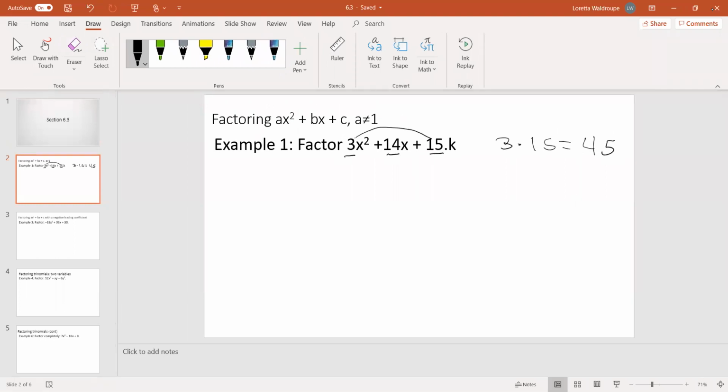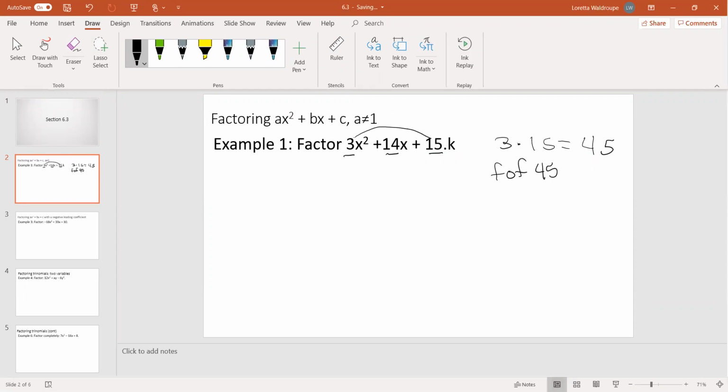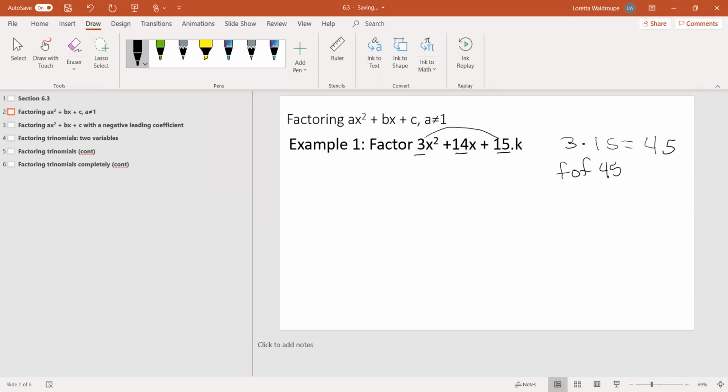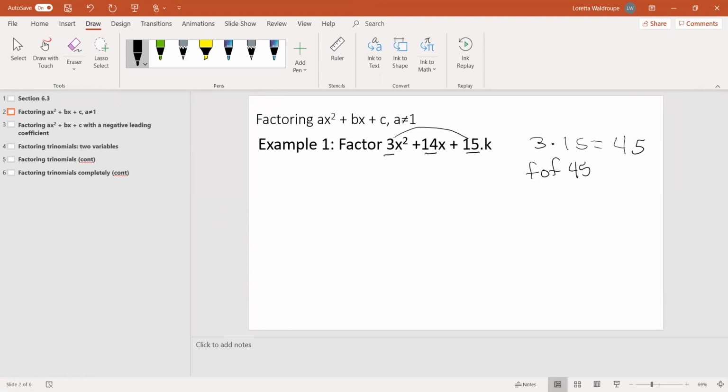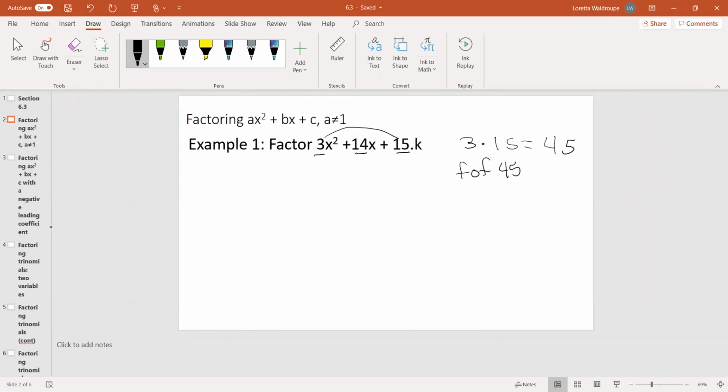Okay, what are the factors of 45? And that's why I use FOF, factors of, whose sum, because the last term is plus, we want the sum, equals 14. Well, 1 times 45, that doesn't add to 14.